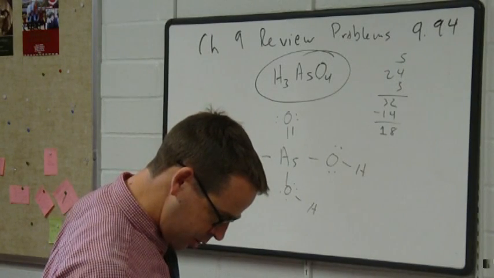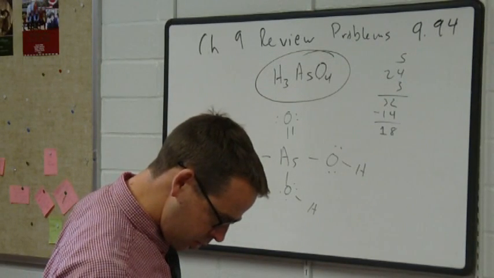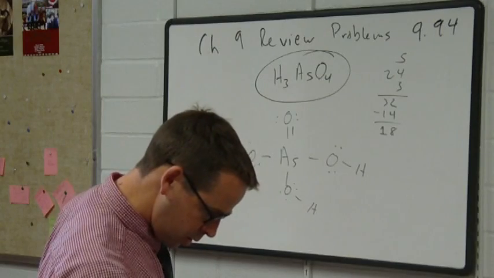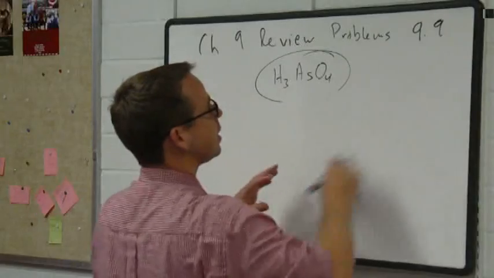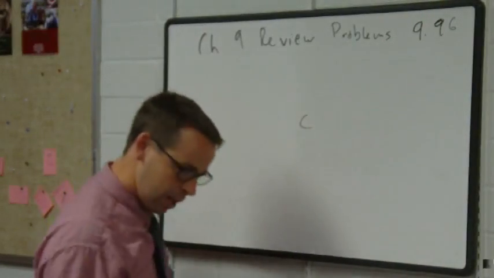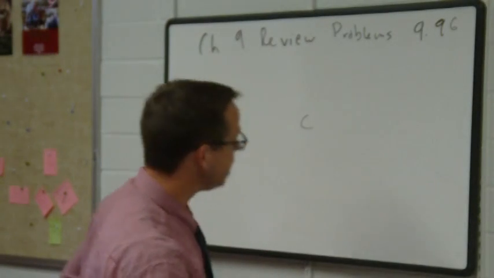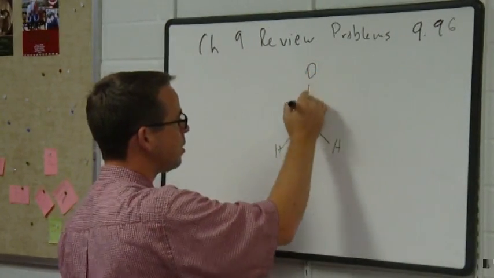996, draw the Lewis structure for CH2O. Central atom is carbon, which is attached to 2 hydrogens and an oxygen. All right, so 996. We have a carbon as a central atom. CH2O, like this, they said, right?